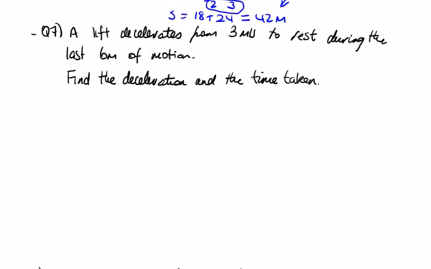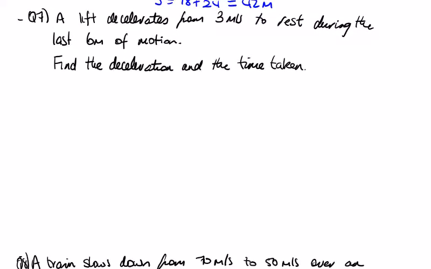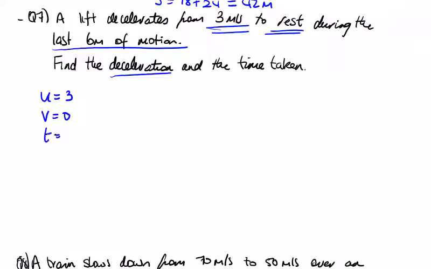Question 7. A lift decelerates from 3 meters per second to rest. So my initial speed u is 3, and my final speed, rest, v is 0. During the last 6 seconds of motion, so t is equal to 6, and we're looking for a here. And I've misread this, 6 meters of motion. So my s is 6.